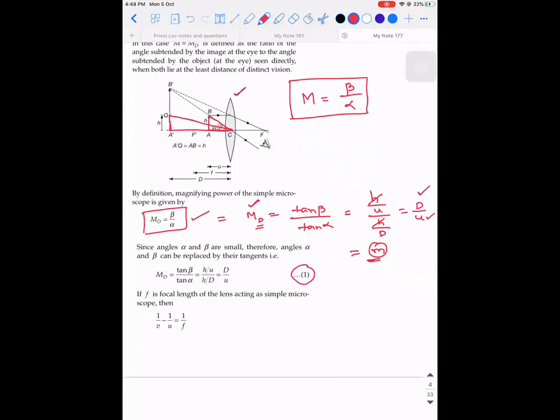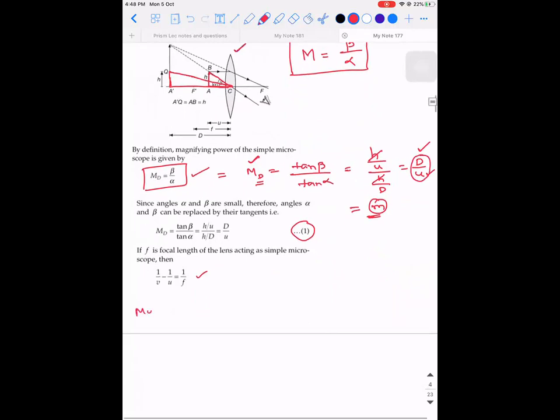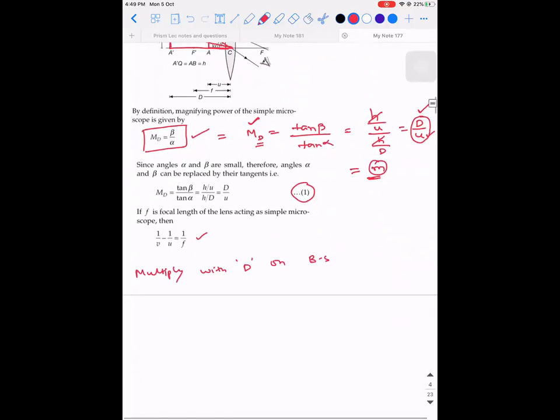Now what we will do is, since we are using a lens, we will go with the concept of lens formula. That is, when you apply lens formula, 1 by V minus 1 by U is equal to 1 by F. Okay. So what is the magnification according to this expression? It is D divided by U. So multiply with D on both sides. When I multiply with D on both the sides, you will get D divided by V minus D divided by U is equal to 1 by F.